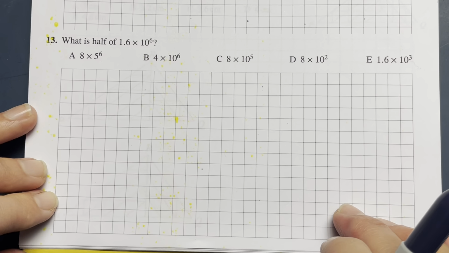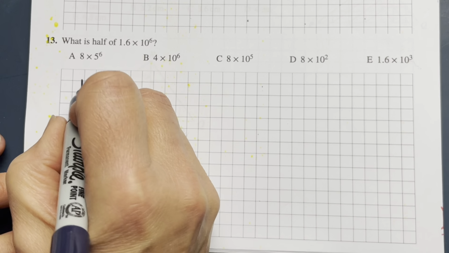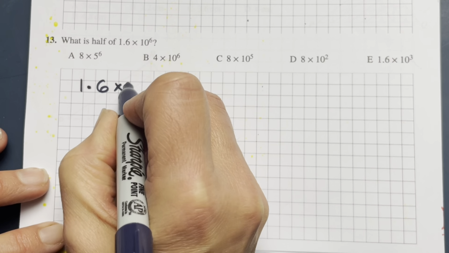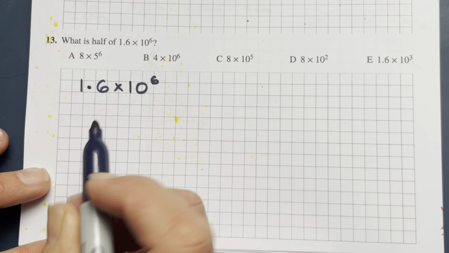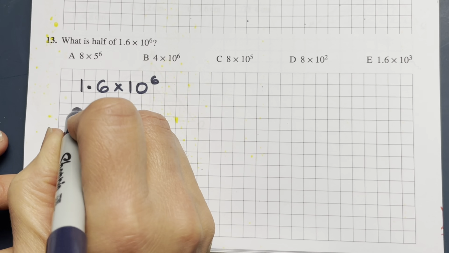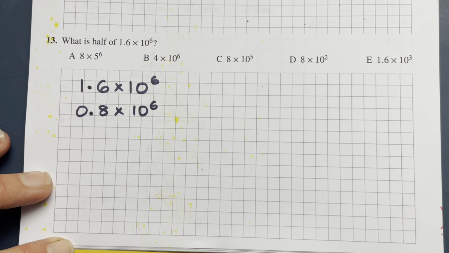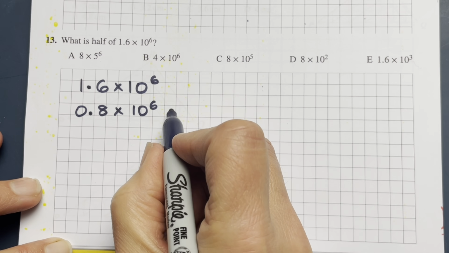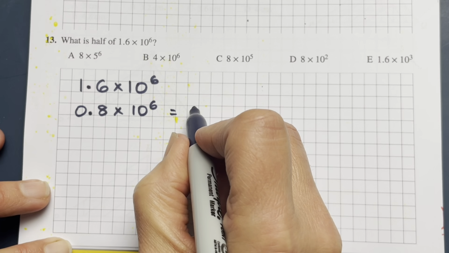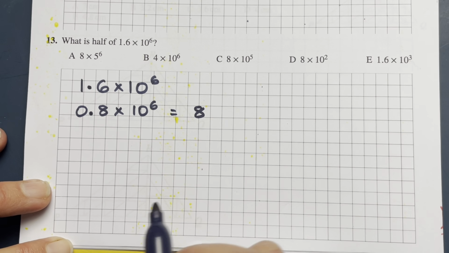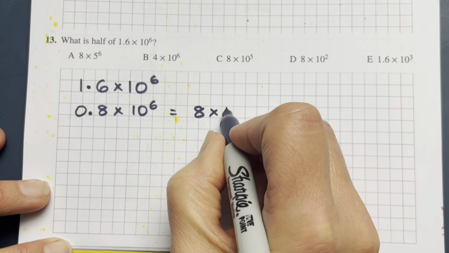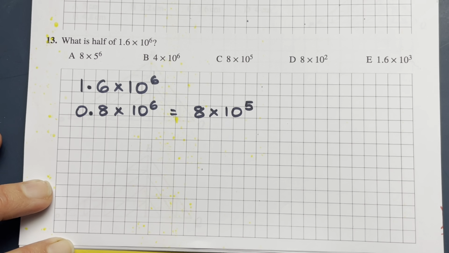Question 13. Half of 1.6 times 10 to the power 6. If I halve it, half of 1.6 is 0.8 times 10 to the power 6. That's now not in standard form. So to change it into standard form, I need to write it as 8 times 10 to the power 5.